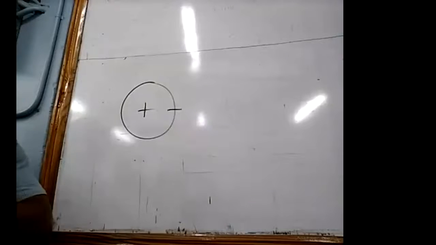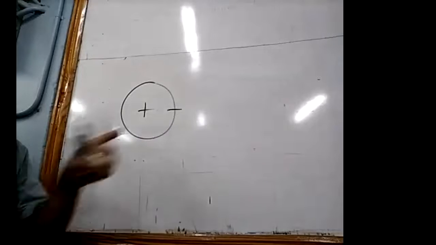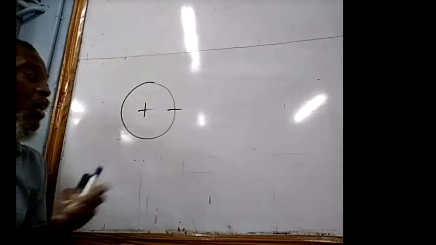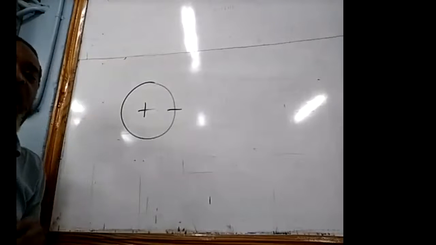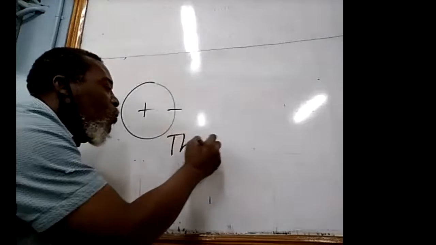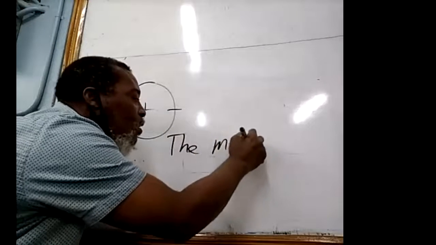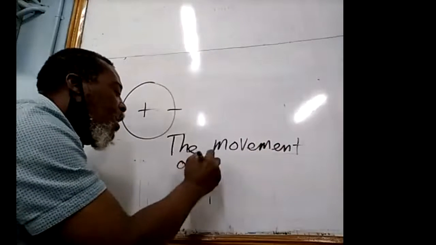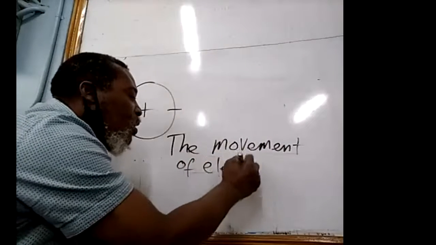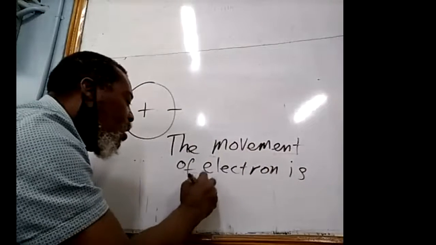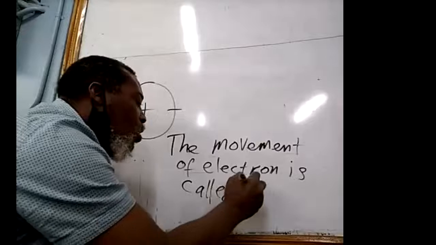All right, say for instance we use one of these sources to get the electron to move. As long as the electron starts to move, it is known as current. So you're going to write this now. The movement of electron is called current.